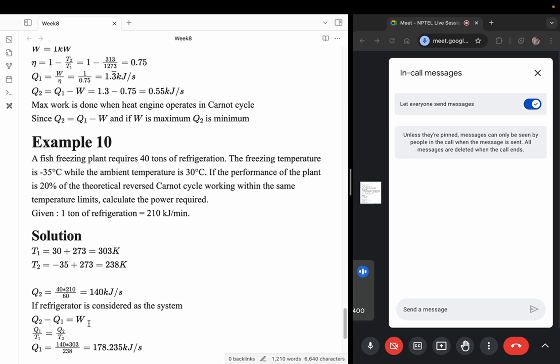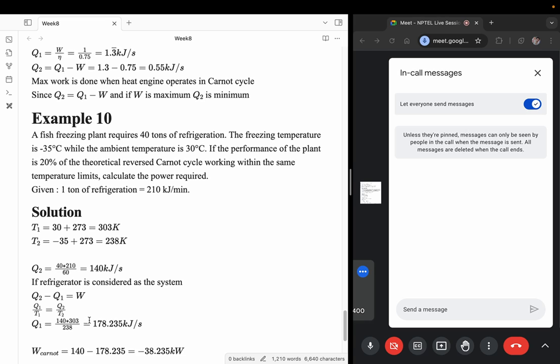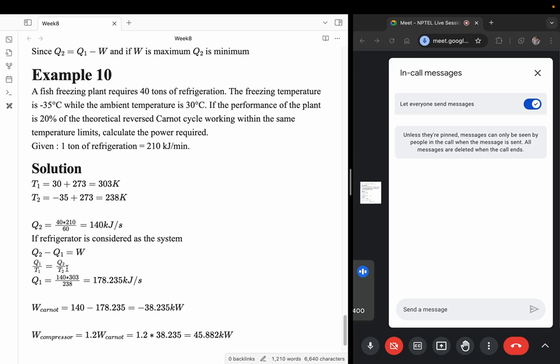So Q2 minus Q1 is equal to W. This is from the first law. And then we use the Carnot equation, Q1 by T1 is Q2 by T2. So using these two relations, you can directly calculate Q1. Q1 is Q2 times T1 by T2. That is 140 times 313 by 238. That will give you a value of Q1 and so on.